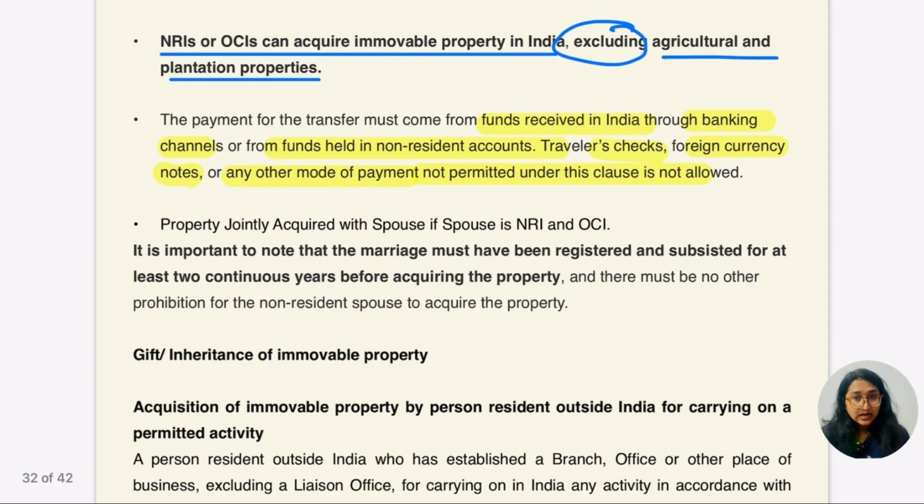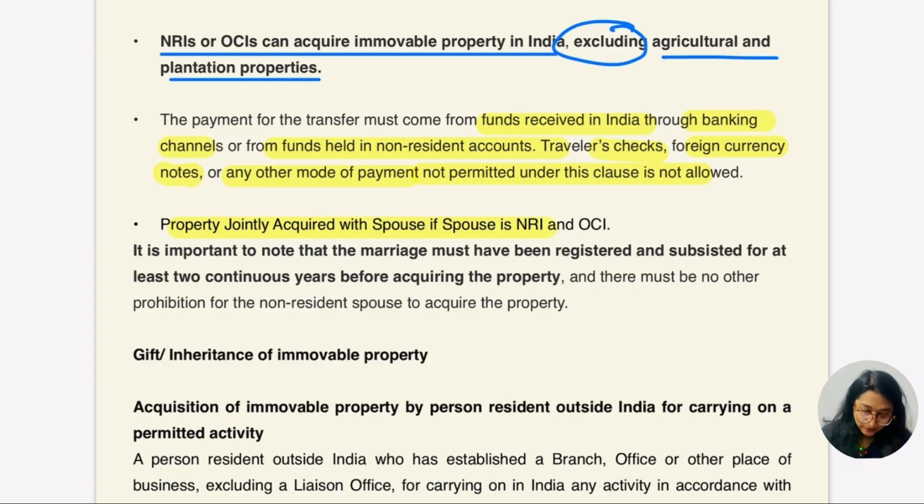So first, NRI and OCI can make the acquisition other than the agriculture and the plantation. And what are the routes, how they are going to do the payment? Either banking channel or any other non-resident fund account which they maintain, or the traveler's check, or foreign currency note. And if the other mode is not prescribed, it is not allowed. सीधी बात. Second, property jointly acquired with the spouse if spouse is NRI or OCI.